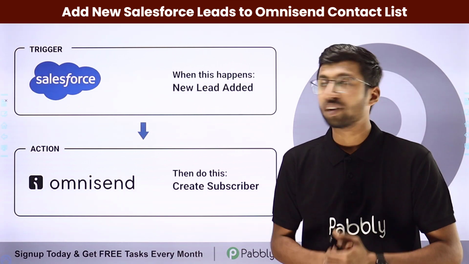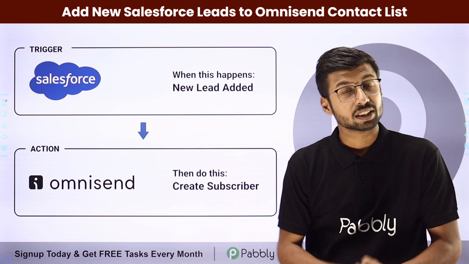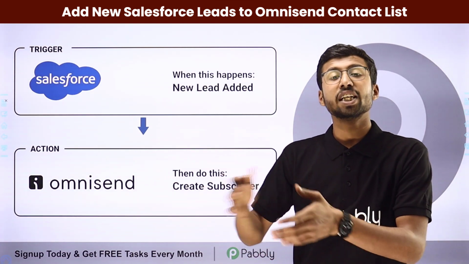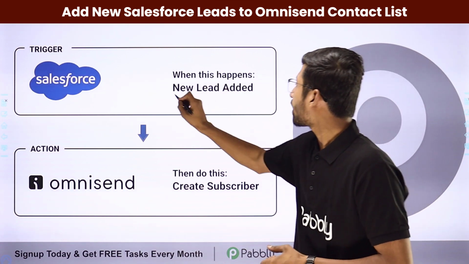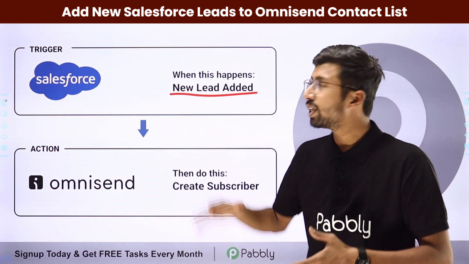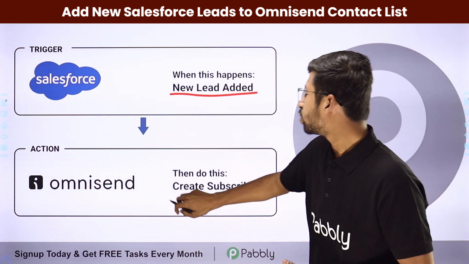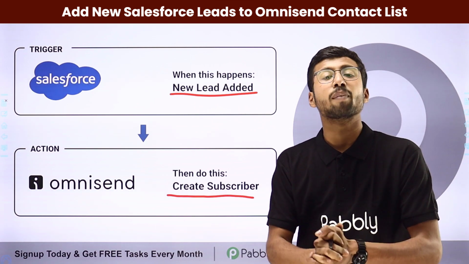So in this video, we will learn how to add new Salesforce leads to an Omnisend contact list. Now suppose, guys, you are using Salesforce as a CRM application for your business, and on a regular basis you are adding some new leads into your Salesforce CRM. Now whenever you add a new lead, you want to add that same lead as a new subscriber, into the contact list of Omnisend, which is an email marketing service.